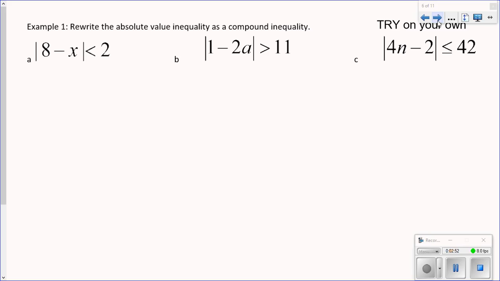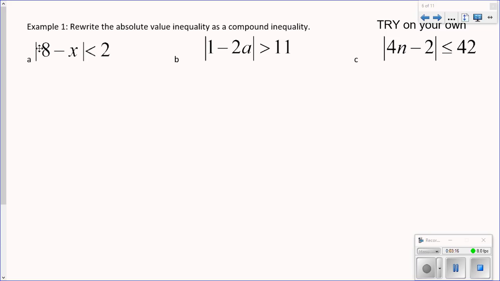Alright, so, example 1. We're going to do 2. Like the absolute value equation, we always need the absolute value of the inequality to be by itself before we can do these splits. It says rewrite the absolute value inequality as a compound inequality. So we don't actually have to solve it, we just have to write it as our two inequalities.